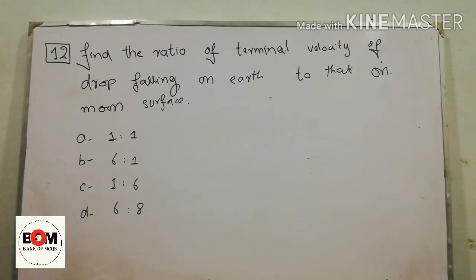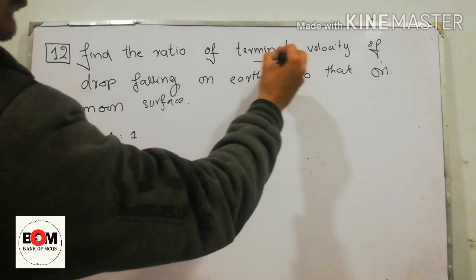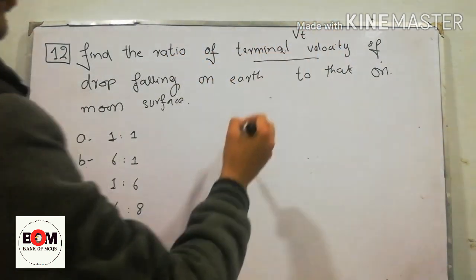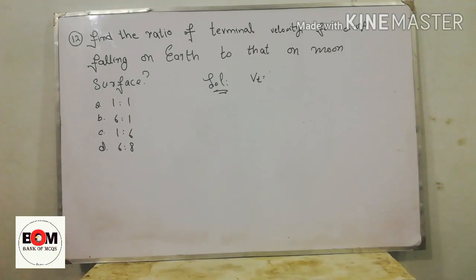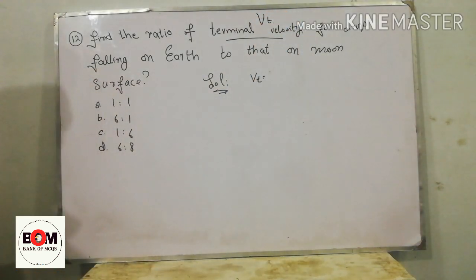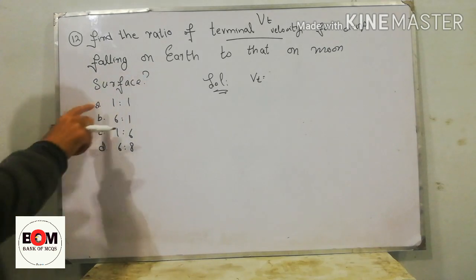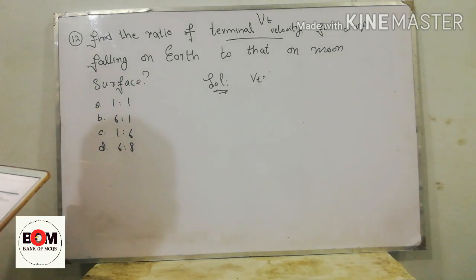MCQ number 12 is so tricky and may come in ETEA 2020. We have to find the ratio of terminal velocity of a drop falling. Find the ratio of terminal velocity Vt for a drop falling on Earth to that on the moon surface. Options: A, 1/1, 6/1, 1/6 and 6/8.